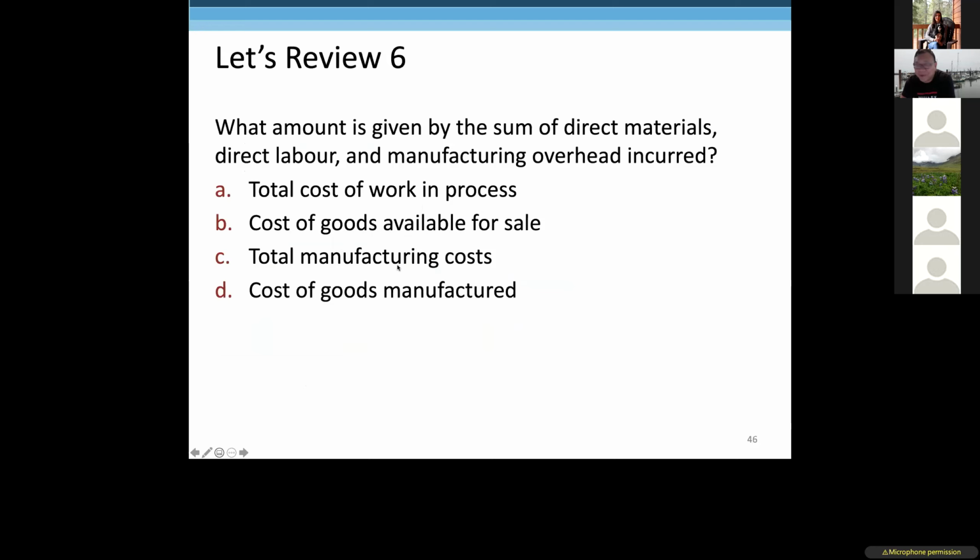Now let's review. I want to see if you really understand what we learned. What amount is given by the sum of direct materials, direct labor, and manufacturing overhead incurred? Put the manufacturing costs. Very good. That's number C: direct material, direct labor, manufacturing overhead. Together, that's your total manufacturing cost.